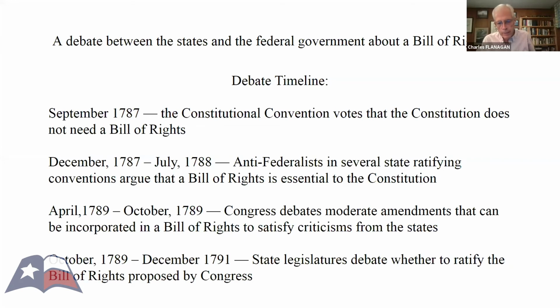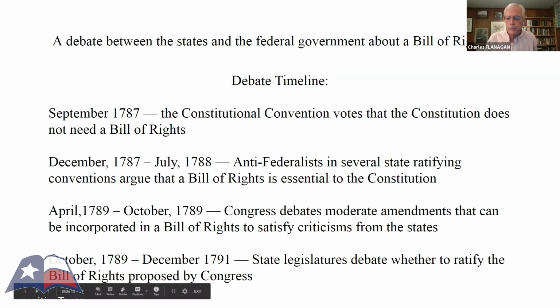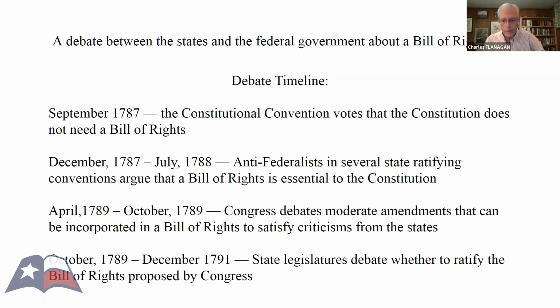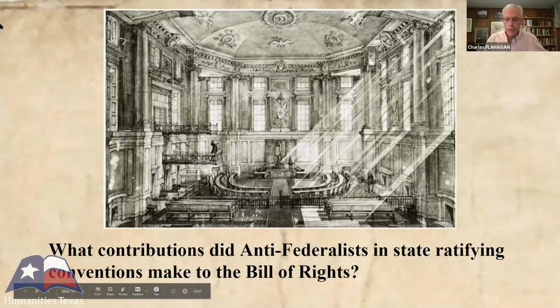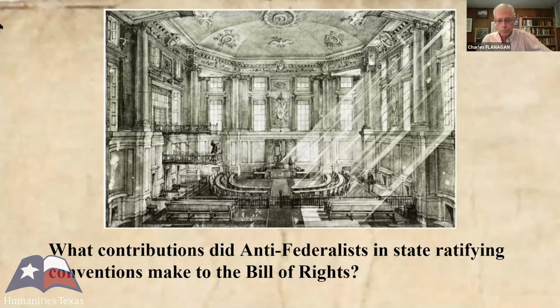Congress meets in April of 1789, and from April to October, this debate is on the federal level. Congress debates moderate amendments that can be incorporated in a Bill of Rights to satisfy criticisms from the states. And then the dynamic shifts again, because from October of 1789 to December of 1791, it shifts back to the states. And there the debate happens in the state legislatures, where they debate whether to ratify a Bill of Rights as much a part of the Constitution as anything else.